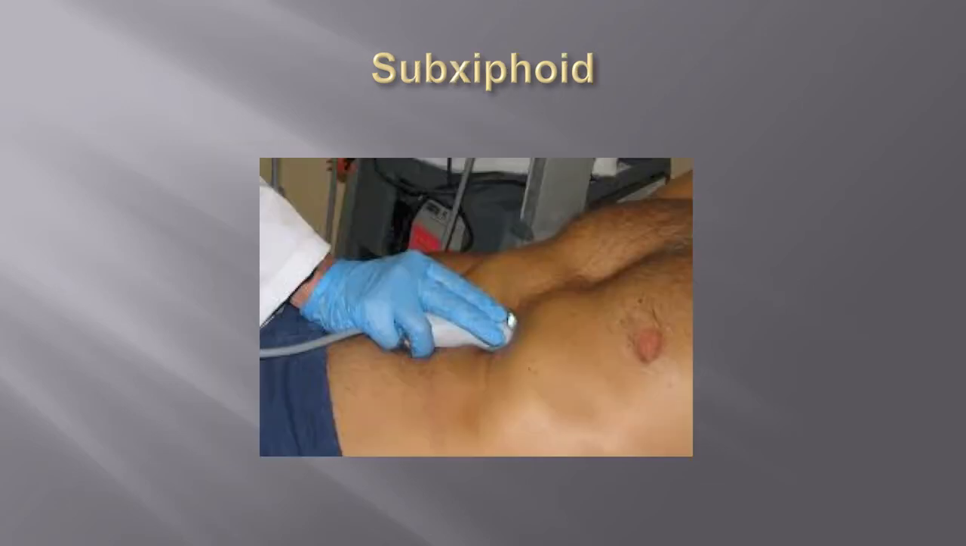All right? The subxiphoid view, this is going to give you the cardiac view. This is probably the one that people have the most difficulty with, all right? Because it's very body habitus dependent, and you really feel like you're hurting the patient, all right? But you're really not, but you almost lay the transducer flat, all right? And you image up towards the heart.